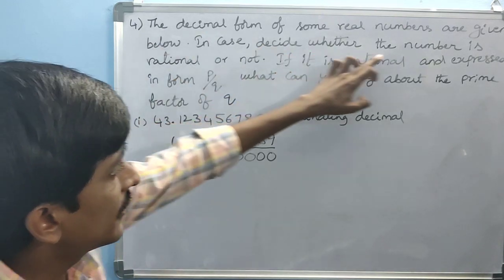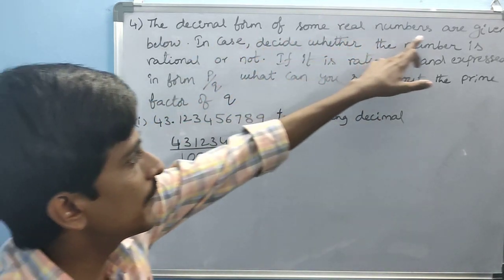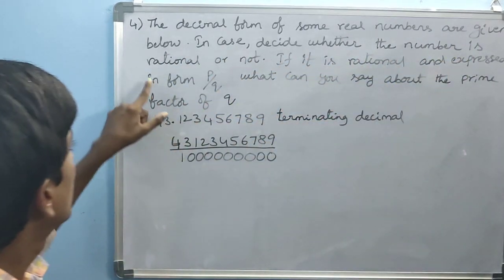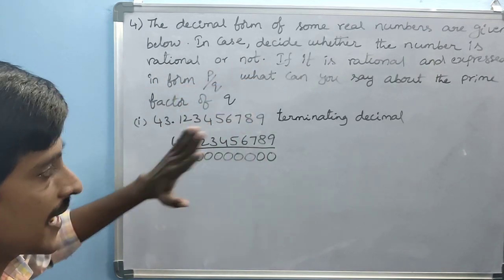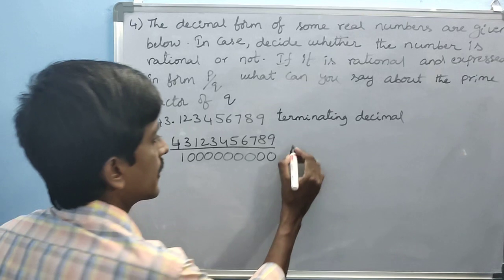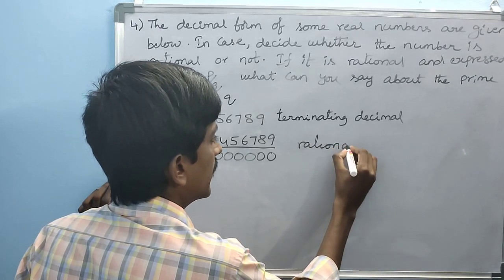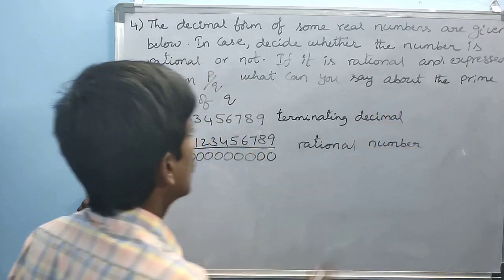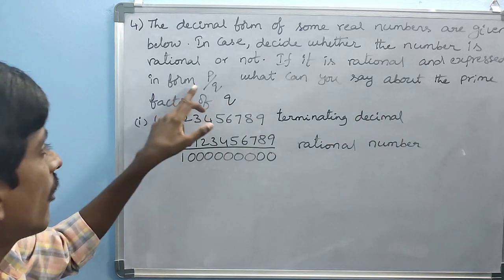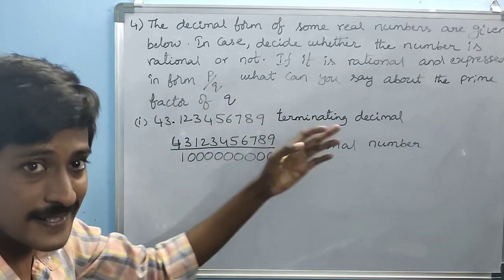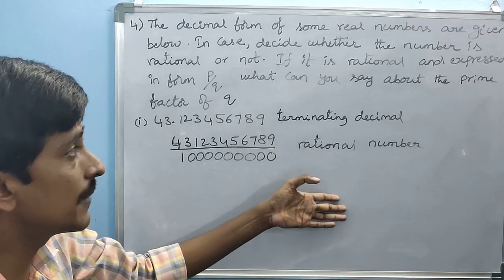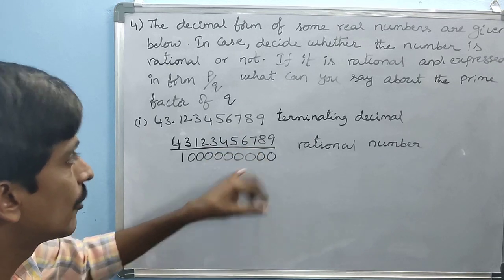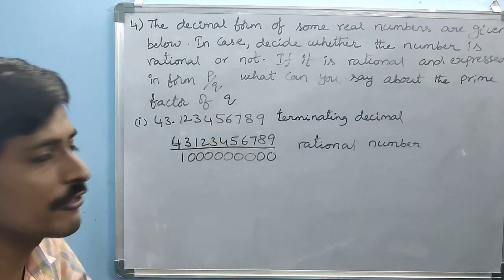The question asks whether the number is rational or not. Yes, it is a rational number because it is expressed in the form of P by Q, since it is a terminating decimal. Now it is expressed in the form of P by Q. What can you say about the prime factor of Q?